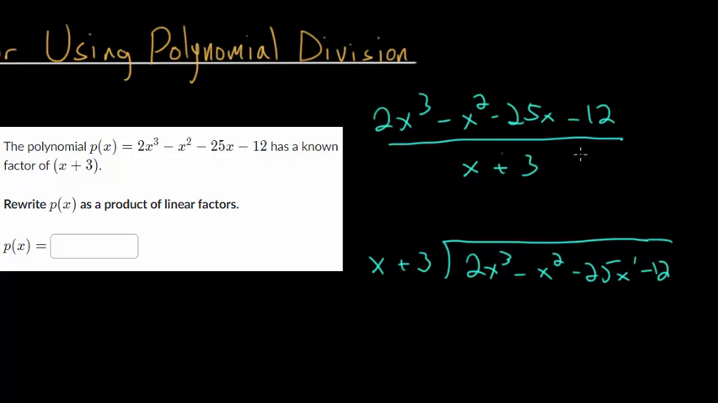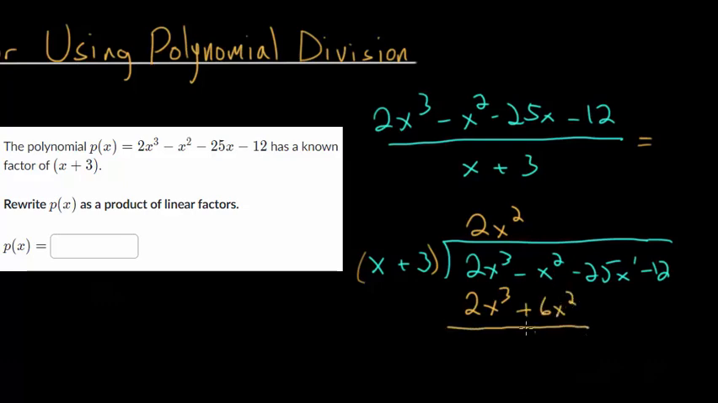And now that I've made a little bit of room, let's jump into this division problem. So we need to determine what would we multiply x by to get 2x to the third power. And we can multiply this by 2x squared. So now let's multiply this 2x squared by our linear expression here to be able to figure out the remainder. So 2x squared times x, that's 2x to the third. 2x squared times 3 would be plus 6x squared.